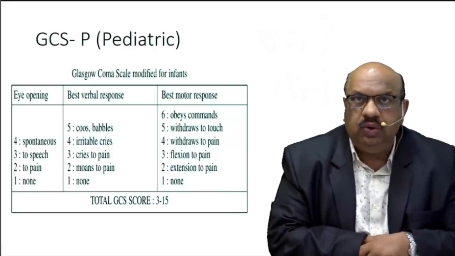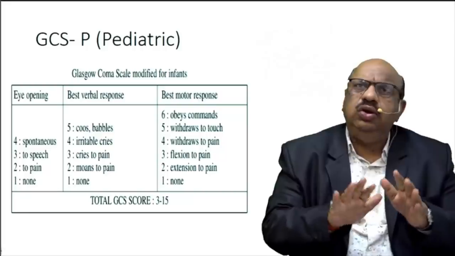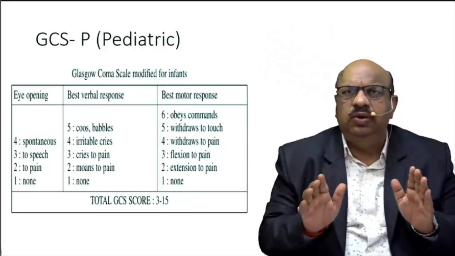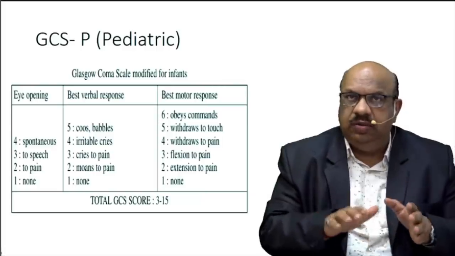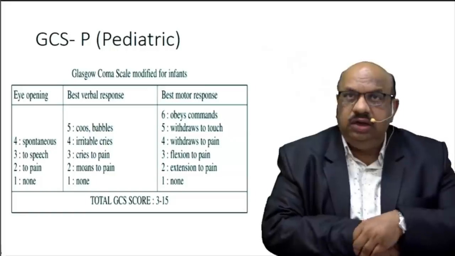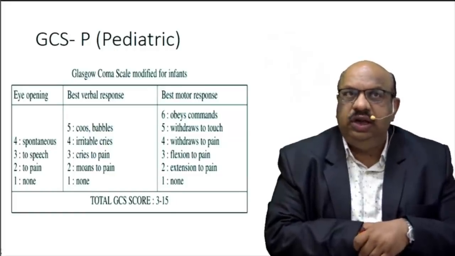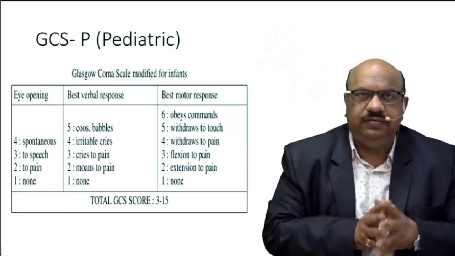You can add one more word, inconsolable. 3 is he is crying and you cannot soothe the child. He is inconsolable. You are not able to give comfort to the child. While in 4, he is consolable. He is crying, irritable. In between he is crying, in between he is somewhat normal. So inconsolable or consolable, that's 3 and 4. And his normal coos and babbles and normal sounds, that's 5.